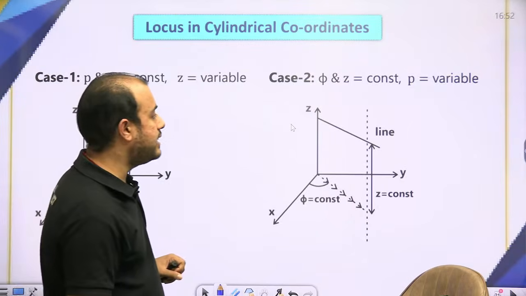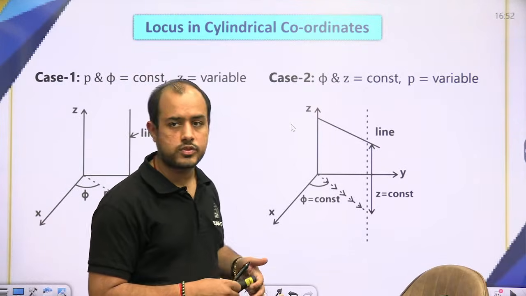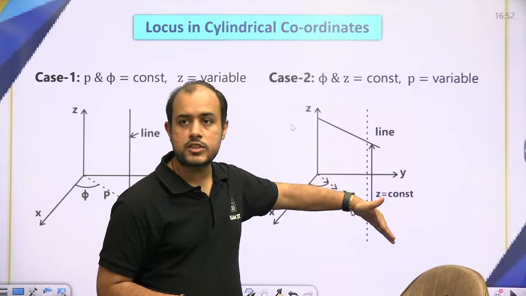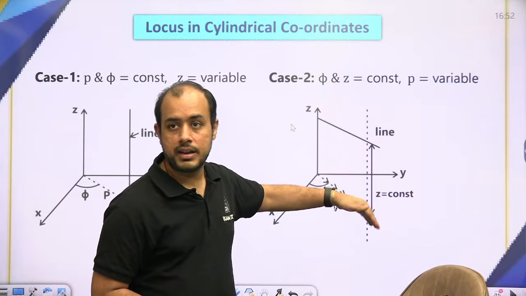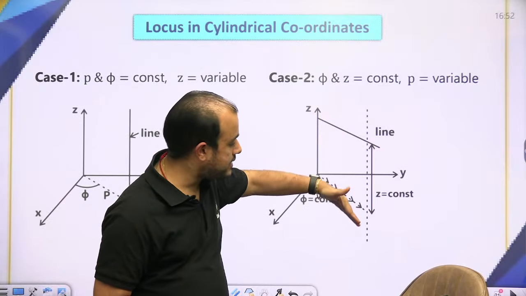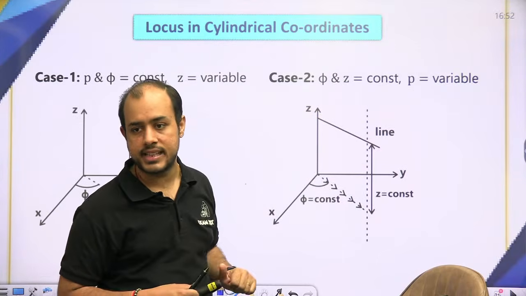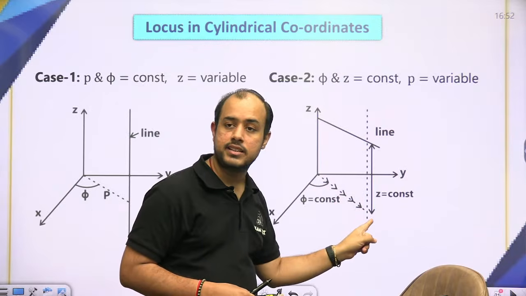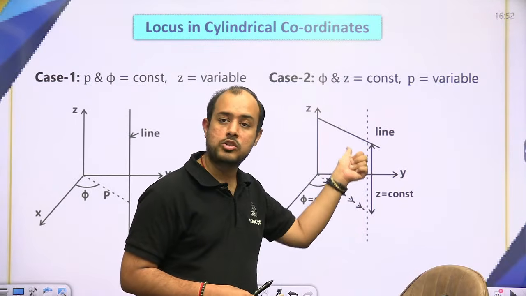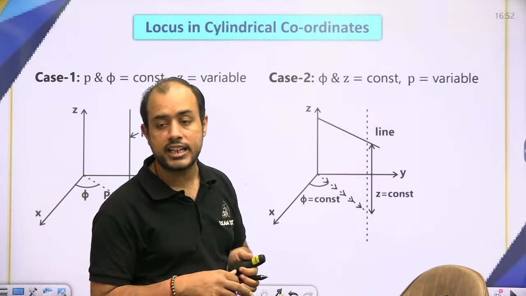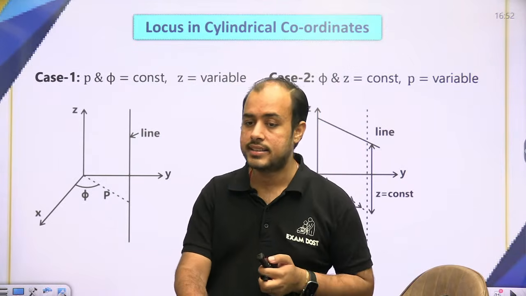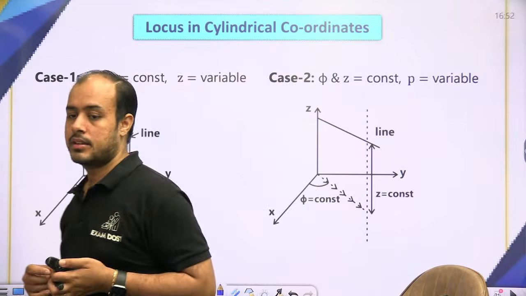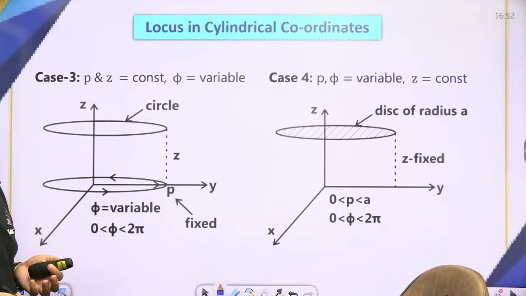If phi and z are constant but rho is variable, that is the distance from the origin is varying, but z is fixed. So you pick this line up by a height z. You made this line in which rho was varying and placed it up at height z, where z is constant. Okay.